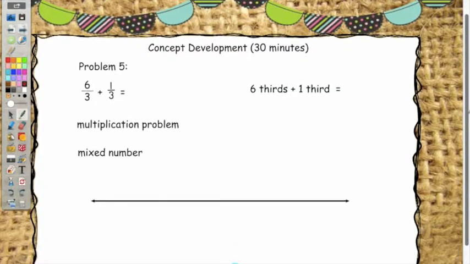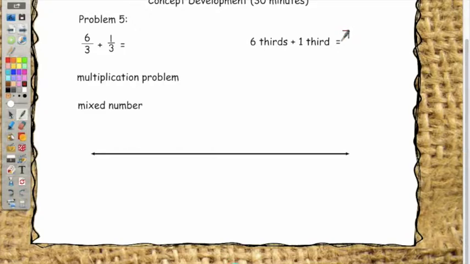6/3 plus 1/3, 7/3. It would be 2. Whoops. Look what I did. So the 3 does not change, does it? Okay, so how can I make a multiplication problem out of this? I want to do that first. Now I know I'm going to put my 1/3 at the end, right? 6. How can I break 6/3 apart into a repeated addition problem?